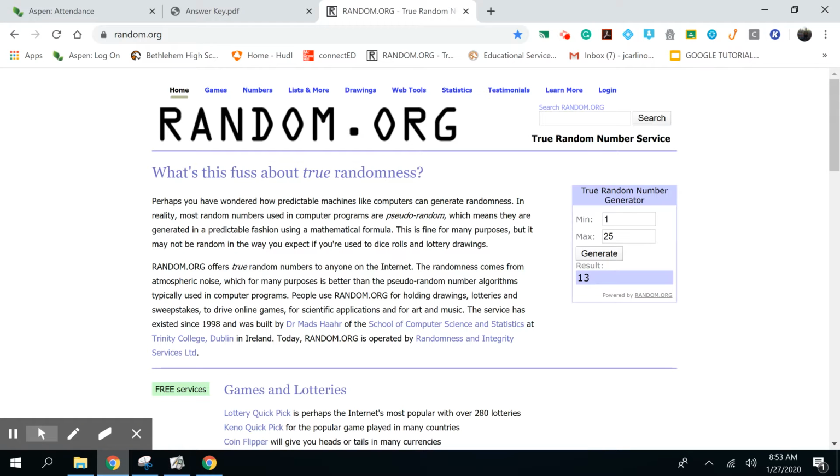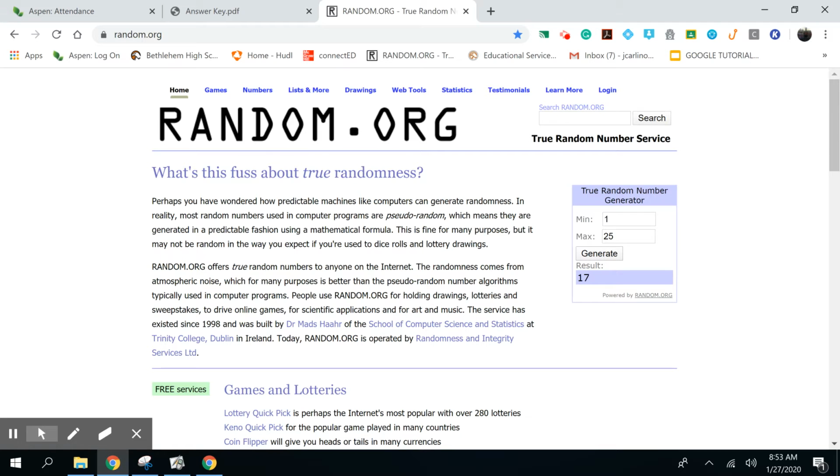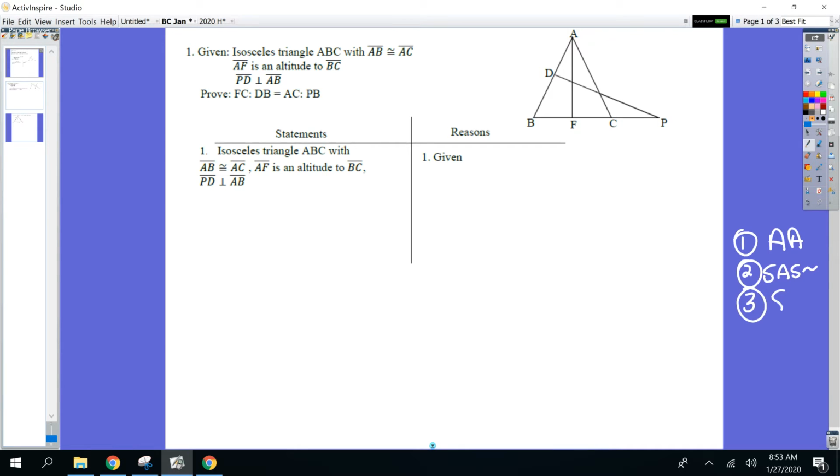There we go, DJ in the house. Didn't know. 15, another method. Side angle side, got to put the tilde in there to distinguish it from congruent triangles. And the final method, 17. Yep, with the tilde in there as well.